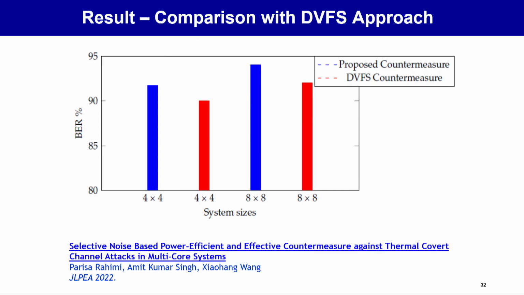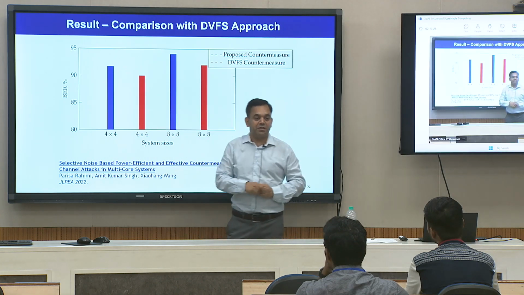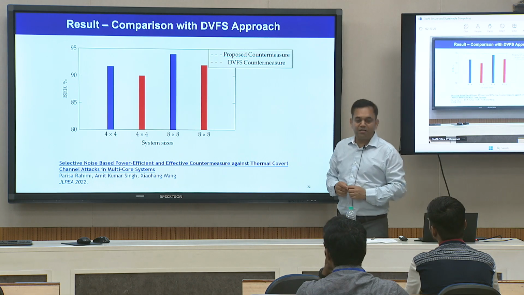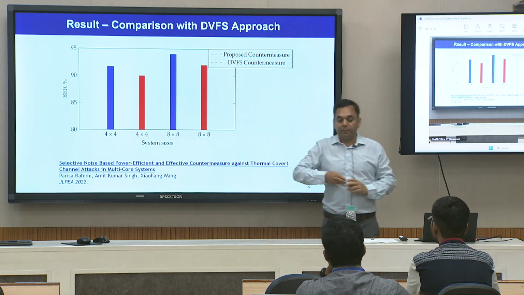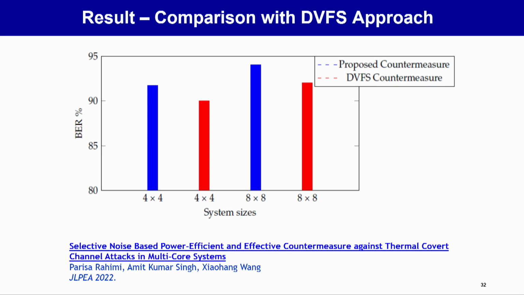Now this is the result comparison with the DVFS approach. So we saw the DVFS approach, right? You change the frequencies. So this is a 4x4 system. Here you can see the selective noise based approach has a higher bit error rate than the DVFS approach. So in the situations we considered for these two systems, the selective noise based approach is getting better results, which simply means it is trying to make the temperature more flat in comparison to the DVFS approach, okay.